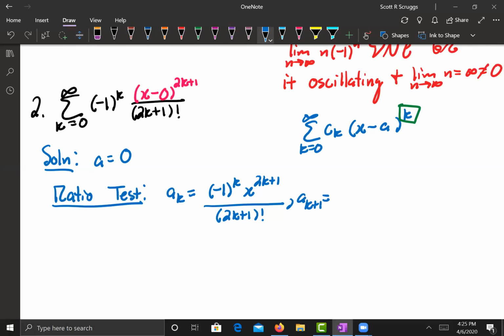Now let's write down the k plus 1 term of that, which all that just means is -1, and instead of a k, I replace all of that with k plus 1. So x to the k plus 1 plus 1 divided by 2 times k plus 1 plus 1 factorial.